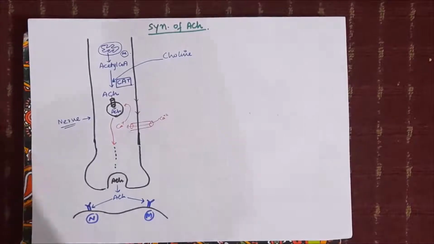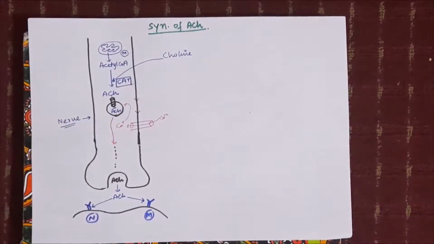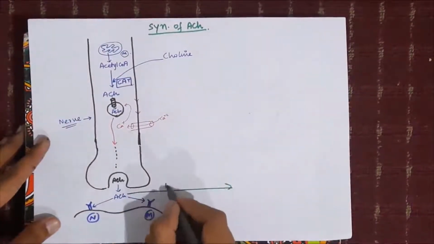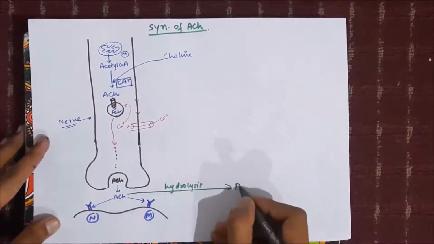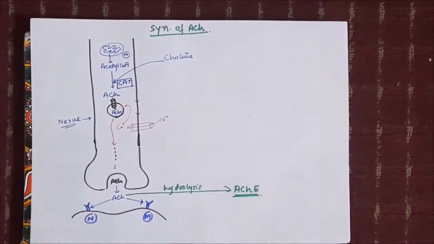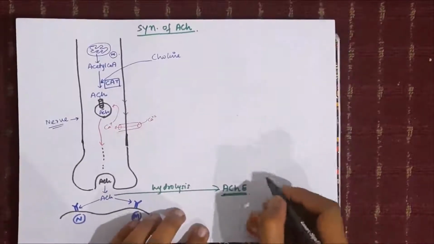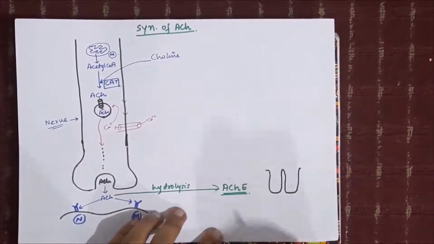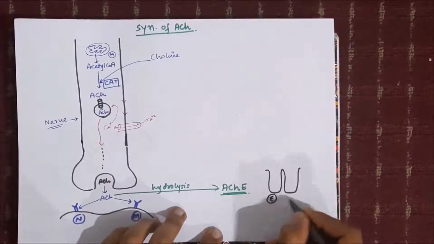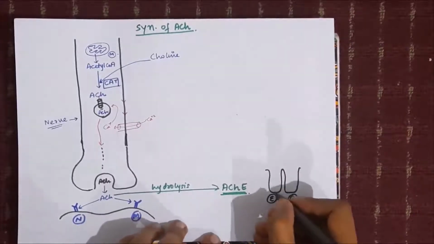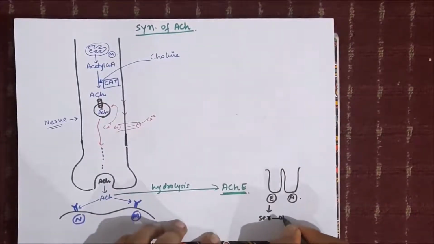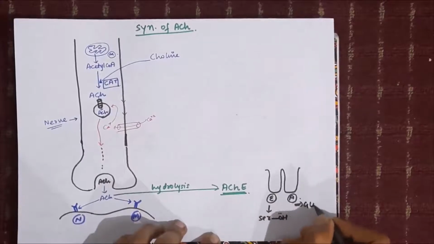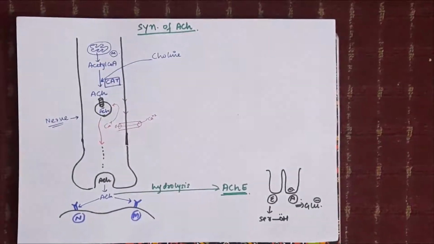Now the action of acetylcholine is very short-lived, almost 1/10,000th of a second, because it is rapidly metabolized by hydrolysis by the enzyme acetylcholine esterase. Now, how does this enzyme metabolize acetylcholine? The active site of acetylcholine esterase has two sites. These are the esteratic site and the anionic site. The esteratic site consists of a serine residue, whereas the anionic site is partly negatively charged because of the glutamate residue.